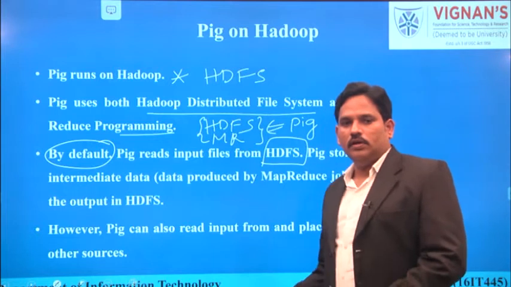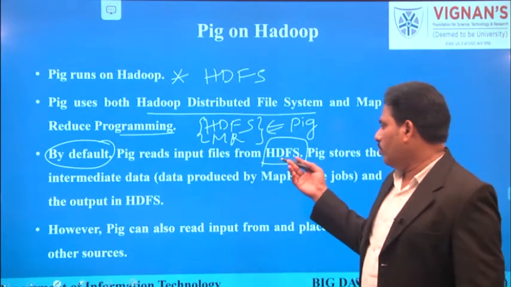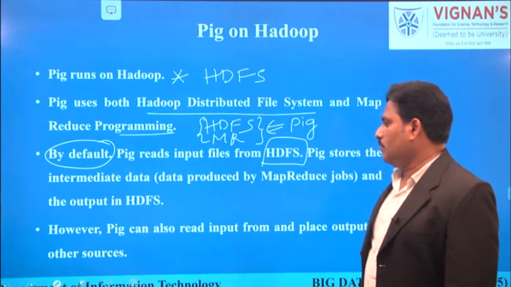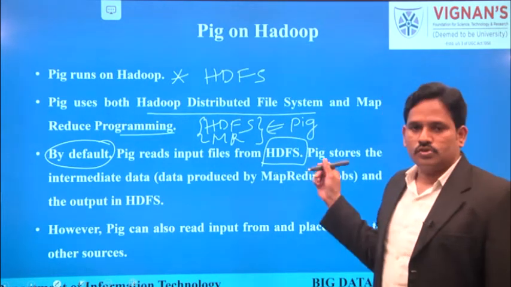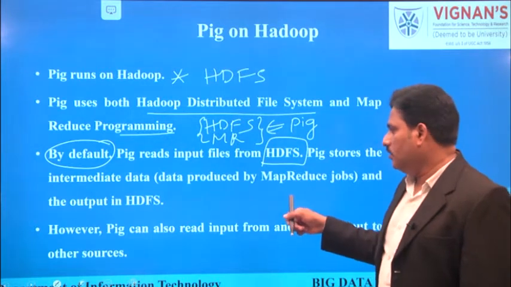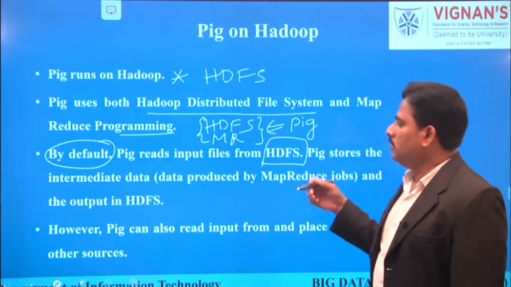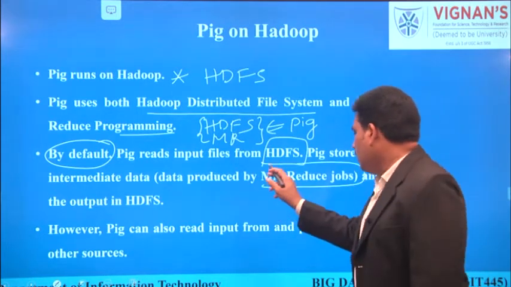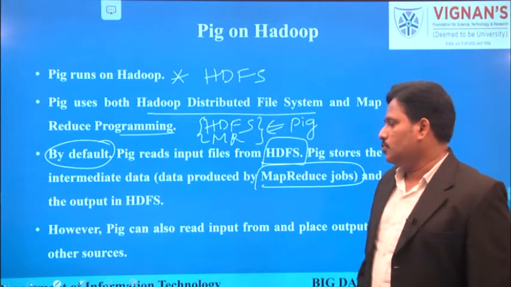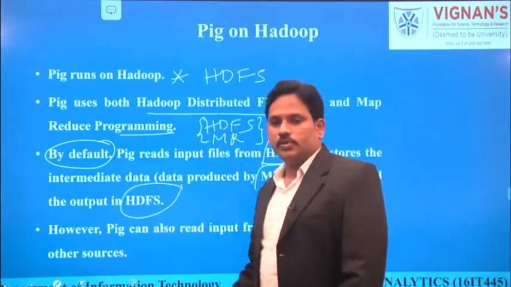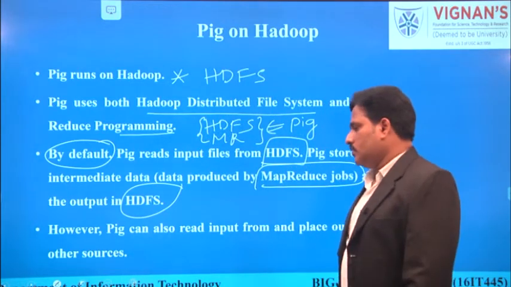So by default, Pig has a provision to perform read and write operations on the HDFS environment. Pig stores whatever intermediate data has been generated in an intermediate location with the help of MapReduce jobs, and it will store the outputs in the HDFS environment.